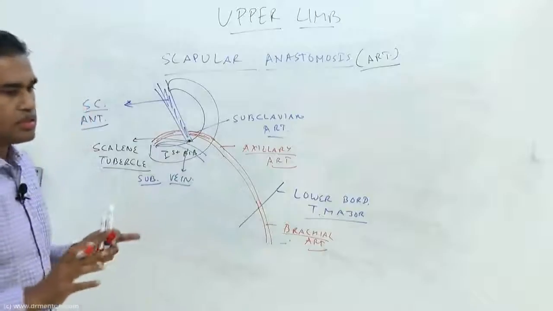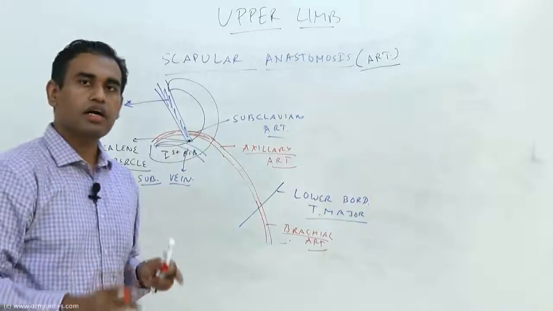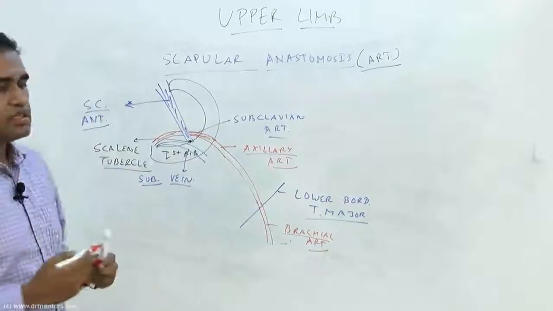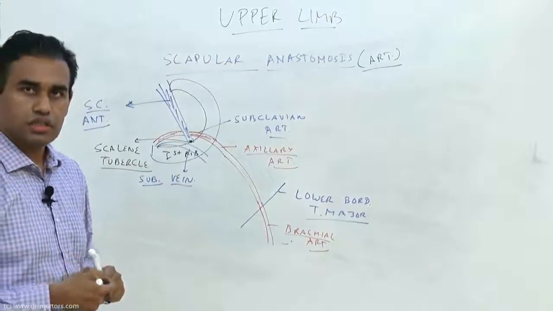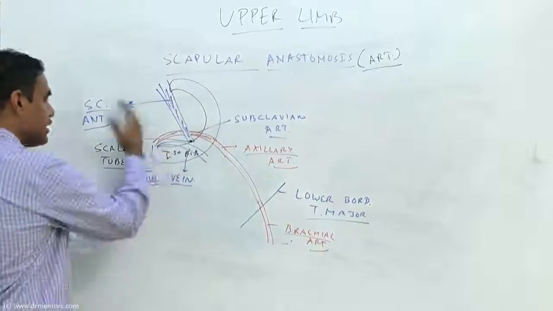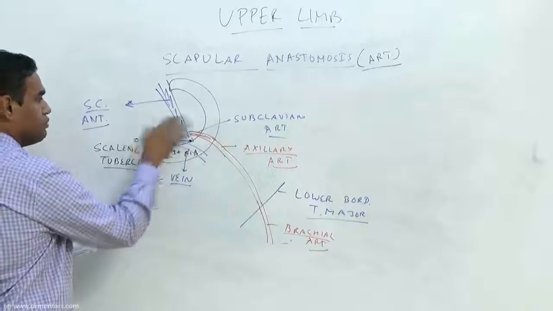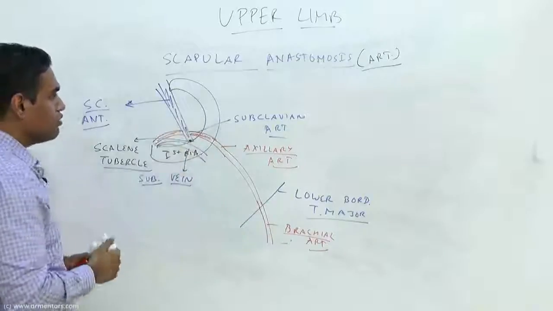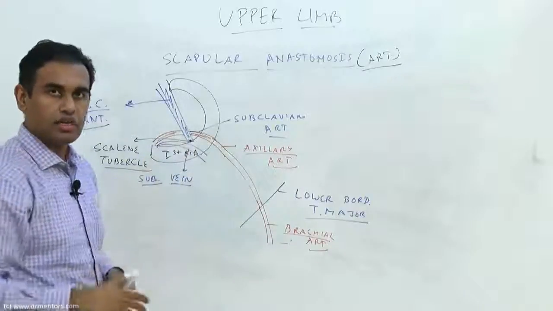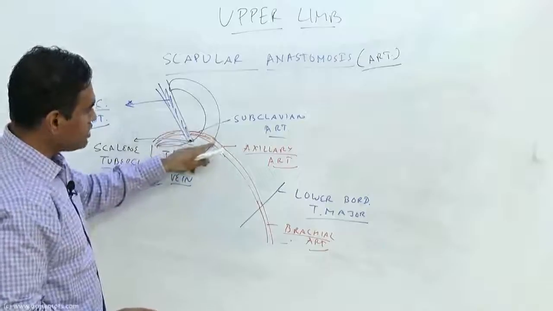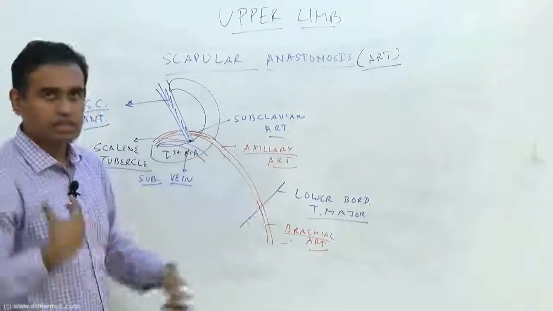So the artery is the same. It is a big artery. Only the name changes according to its location. When it is below the clavicle, up to the first rib, we call it the subclavian artery. As soon as it crosses the outer border of the first rib, we call it the axillary artery.